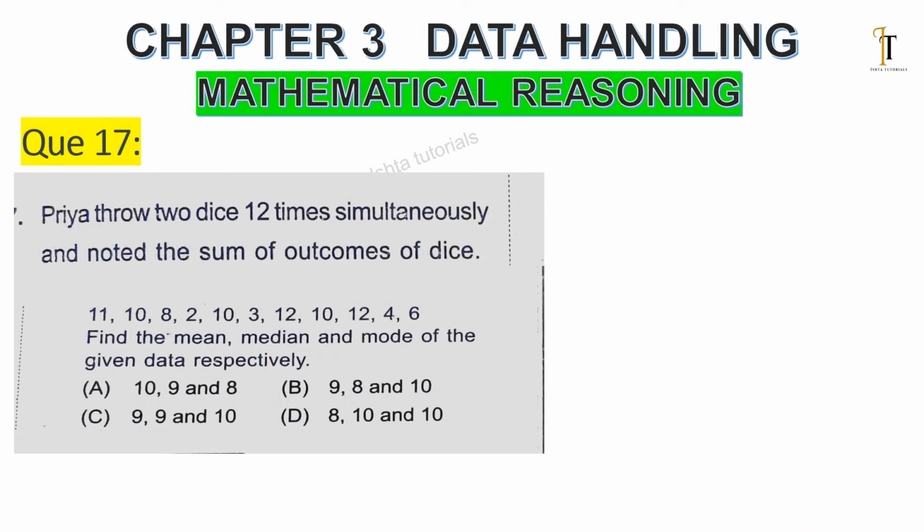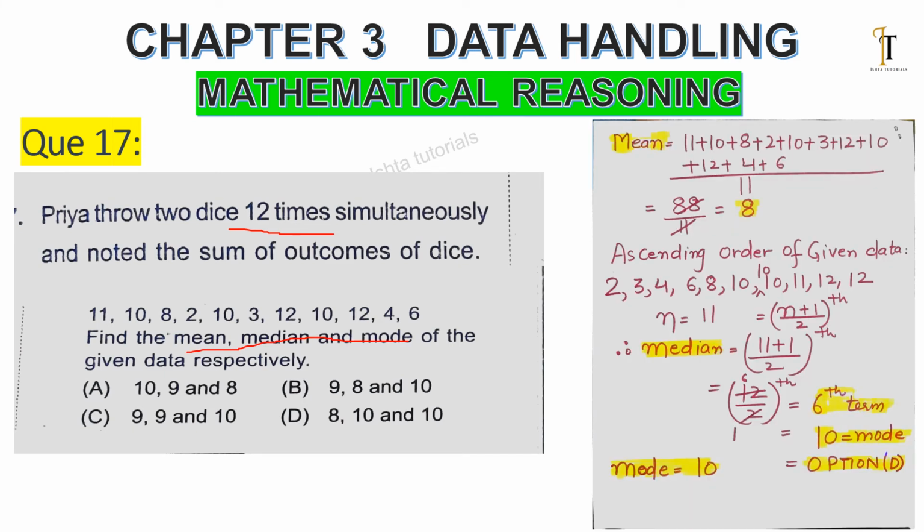Question number 17. Priya threw 2 dice 12 times simultaneously and noted the sum of outcomes of the dice. It's given below. Now you need to find the mean, median and mode of the given data respectively. So students, we know that mean is equal to the sum of observations upon the number of observations. On adding all the observations we got 88 and the number of observations is 11. On solving we got 8. Now let's check the options parallelly. Yes, in option D we got 8 as the mean.